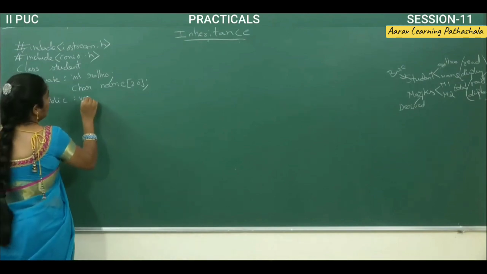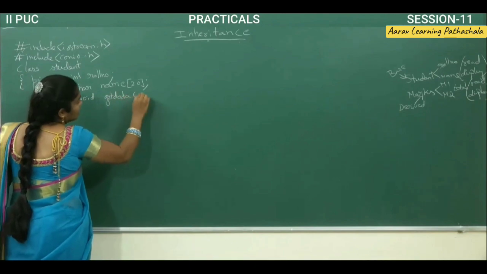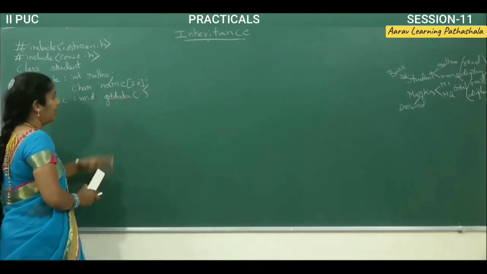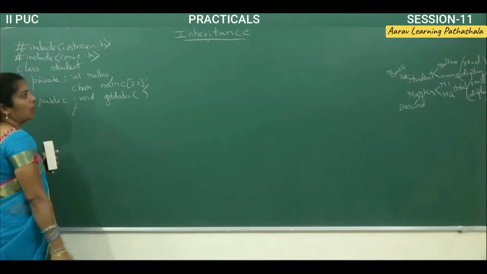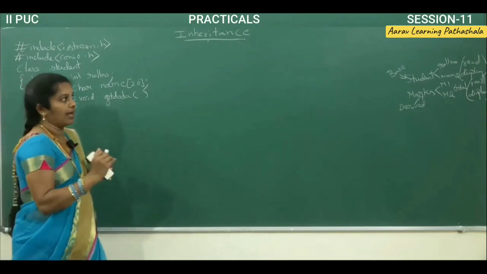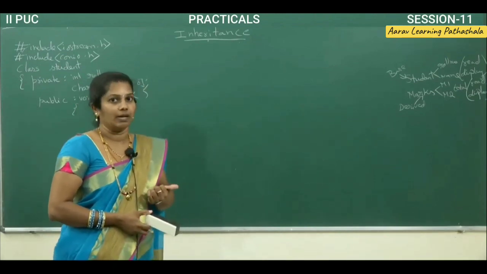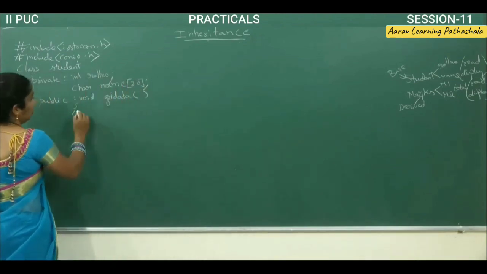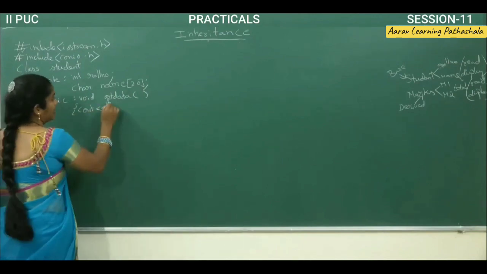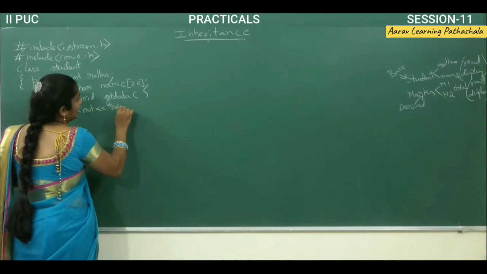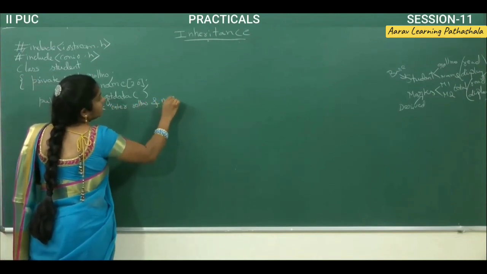Then void getdata function. First I am going to write the read function, the getdata function. Inside this, what do I want to write? I want to display "enter the value of roll number as well as name". To display the value I have to take cout, the insertion operator, inside double quotes: Enter roll number and name.